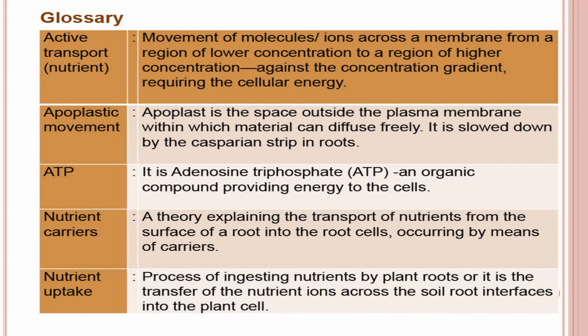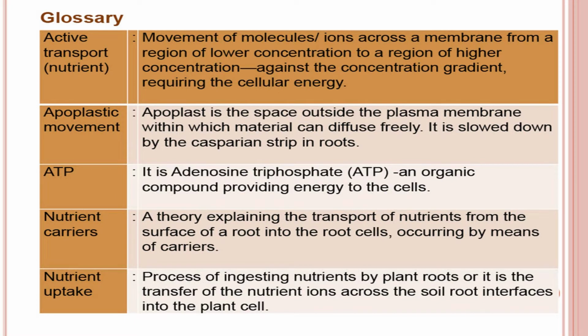This is with respect to nutrient. Movement of molecules or ions across a membrane from a region of lower concentration to a region of higher concentration against the concentration gradient requiring the cellular energy. So, there are 2-3 important points in this definition. First thing is that molecules and ions, they move. Second aspect is that membrane is necessary. When they move across the membrane and it is against the concentration gradient, means from lower concentration to region of higher concentration, and then you require energy also.